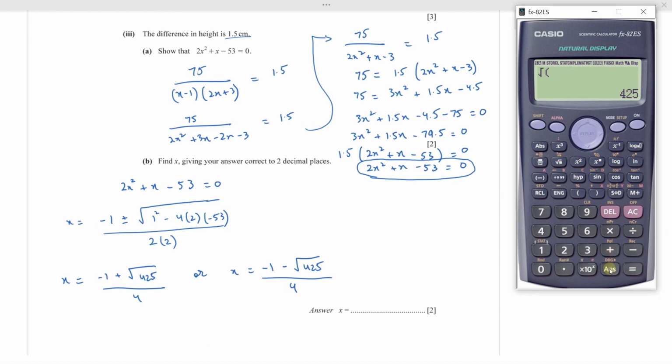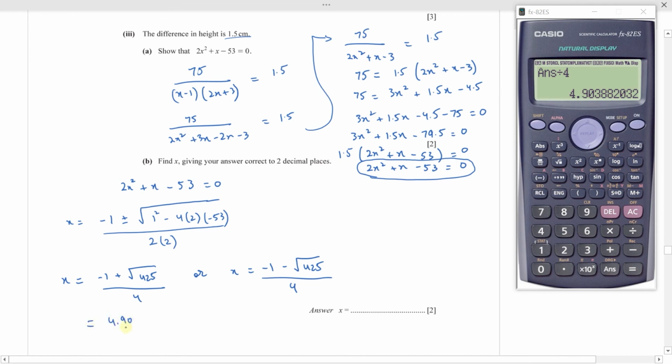So let's take this square root. This is 20.615. So plus 20.615, minus 1, and then divide by 4. So this is 4.90 up to 3 significant figures. And let's calculate this one as well. So again, square root of 425, and then minus 1 minus the square root of 425, divided by 4. So this is minus 5.40.